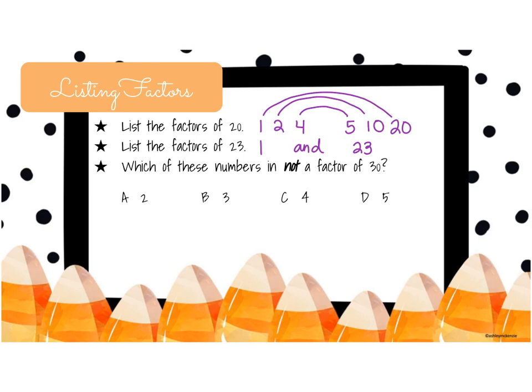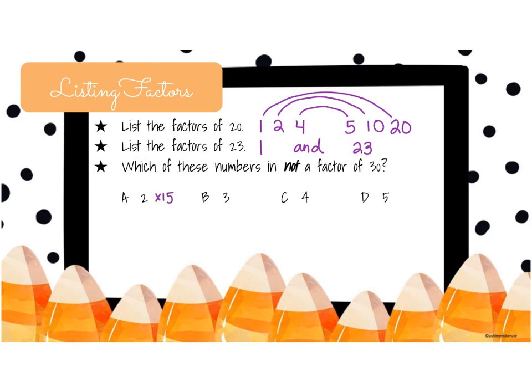That's all. Okay, which of these numbers is not a factor of 30? So that means you've got to look at each one. Can 2 be divided into 30? Yes. What can I multiply by 2 to get 30? 15.